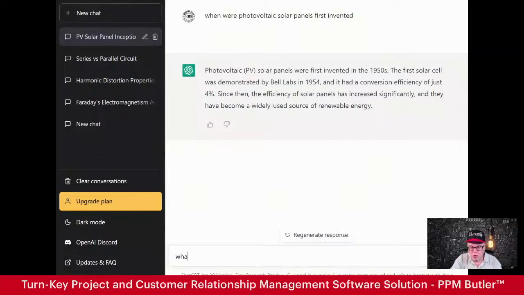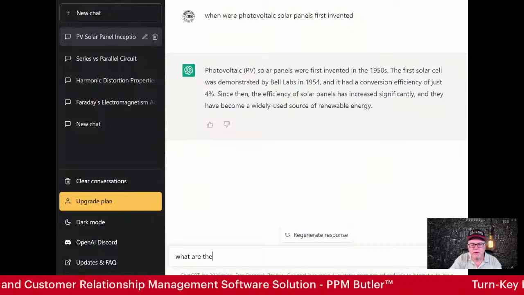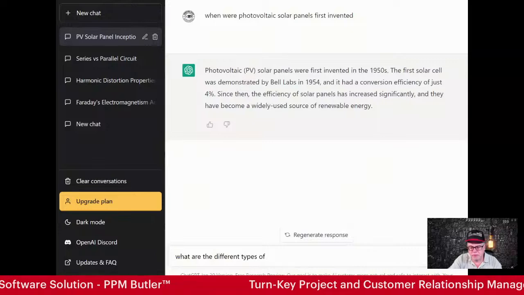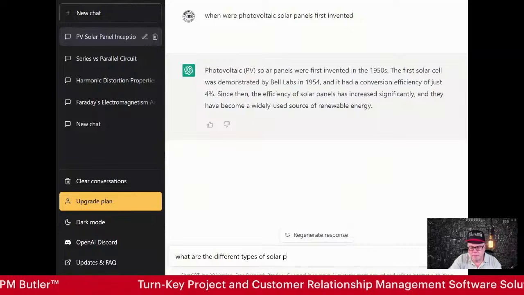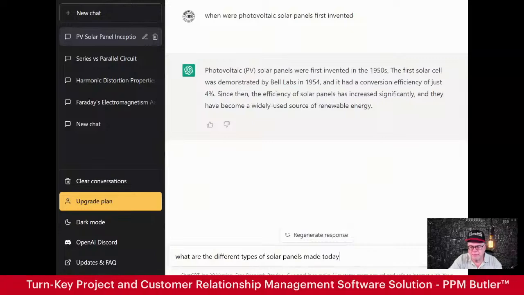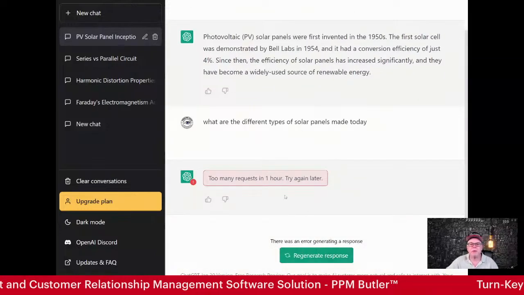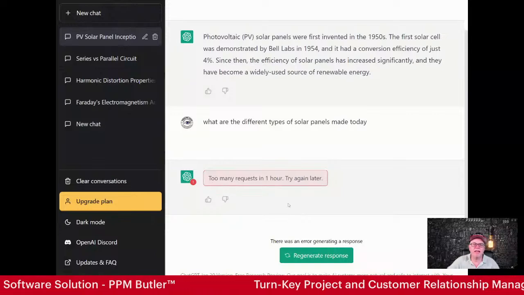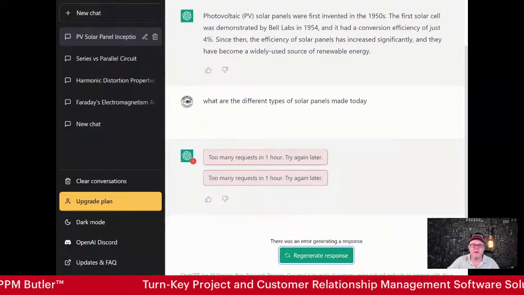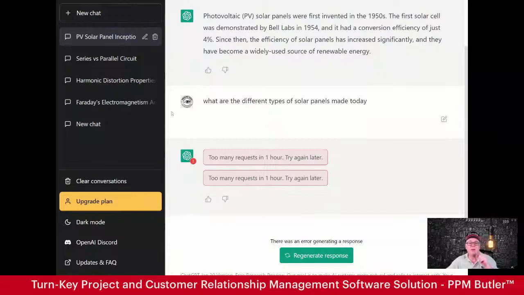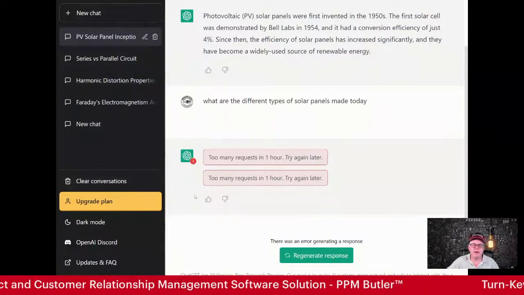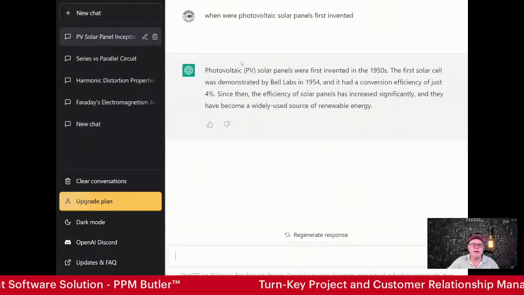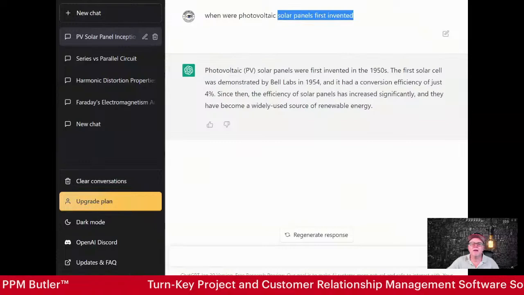Okay. Then I could build onto this. I could go, what are the different types of solar panels made today? Oh, dude, too many requests in 1 hour. So I have to try again later. So that sucks. All right. So this is what it says when it limits you. Okay. It is limited. Now you're not all going to sit there and probably type the same amount of stuff that I did. Right.